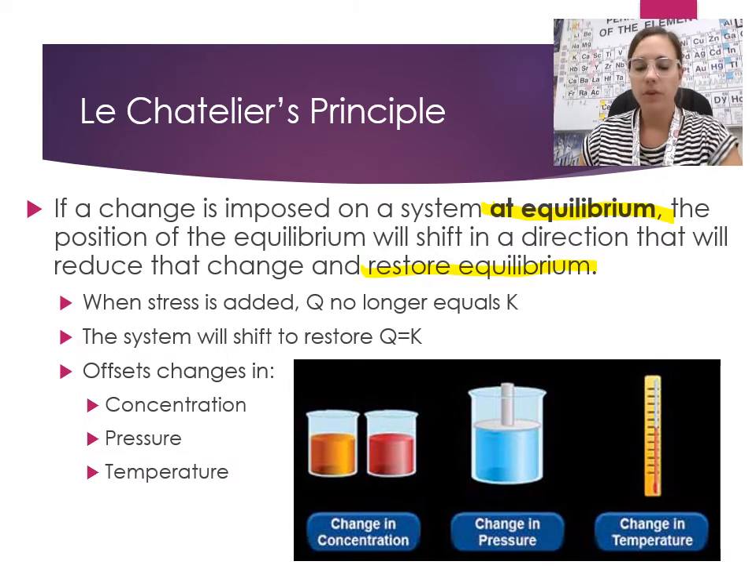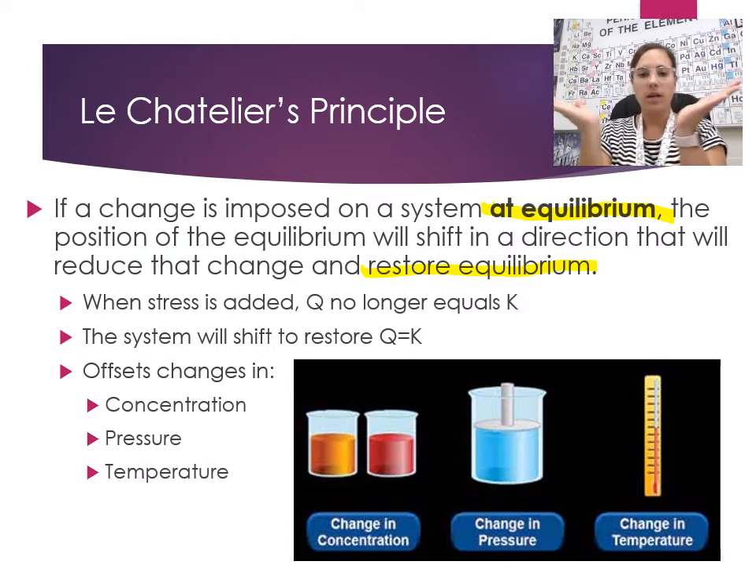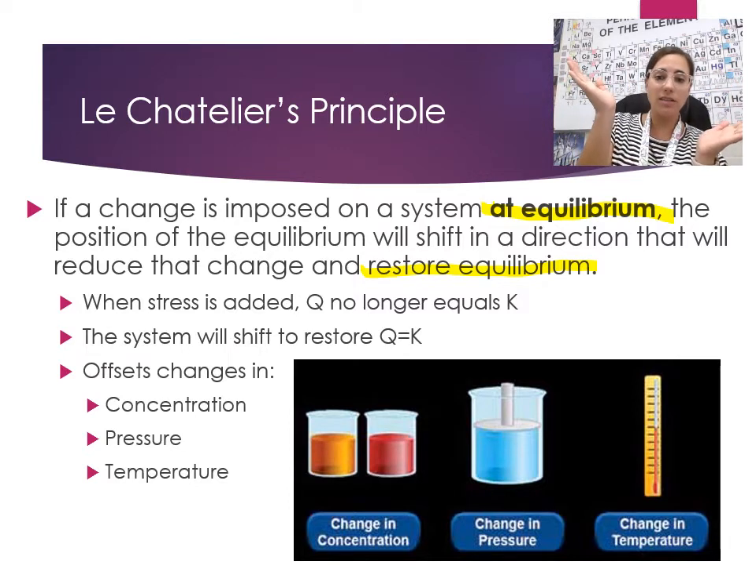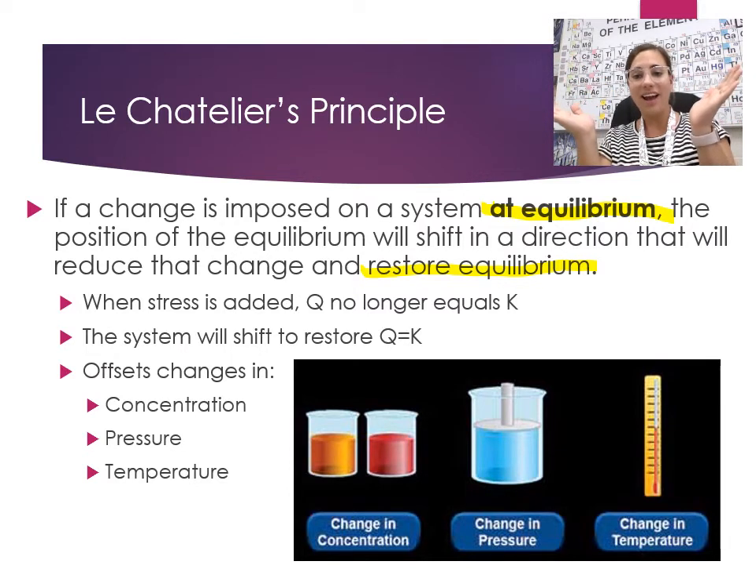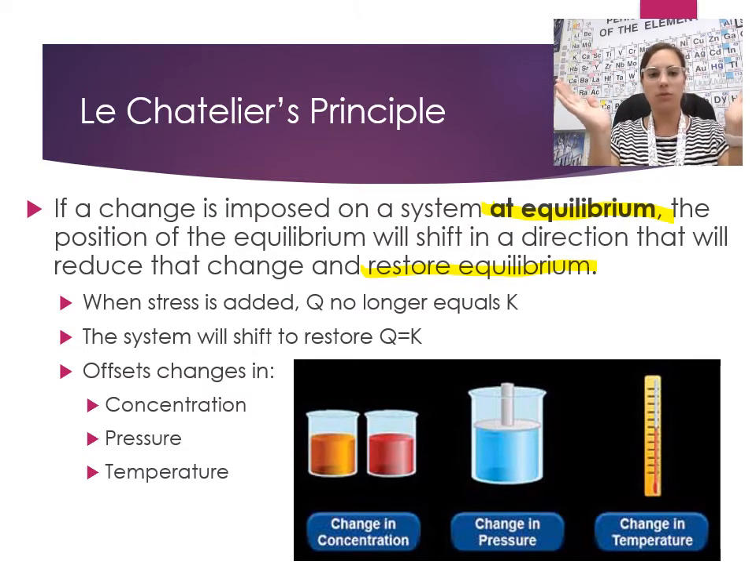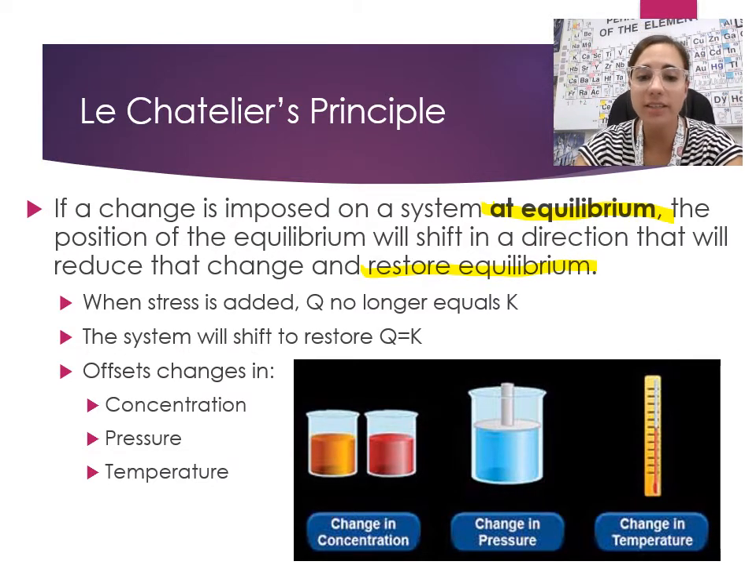and restores equilibrium. So let's say we were in balance right here, so we're in equilibrium. Something happens, we're going to talk about what some of those things are, and it gets us off balance. Well, we have to counteract that to get back in balance, back to equilibrium. So when this stressor, whatever it is, is added, Q doesn't equal K anymore because I've changed it. And so the system has to shift to restore Q equal to K.